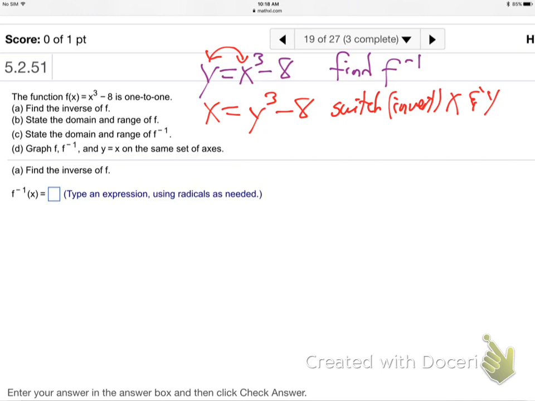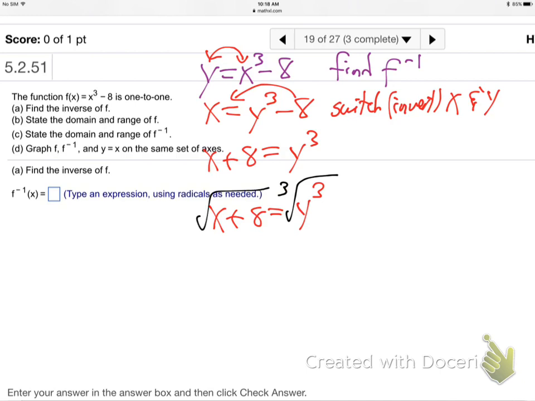So how do you solve for y? Jump the 8 to the other side. X plus 8 is y cubed. Good so far. Now how do you turn that into just plain regular y? What do you do? Cube root both sides, right? Because a cube root will cancel a third power, right? Roots are opposites of powers, aren't they? Good with that? So you cube root both sides.